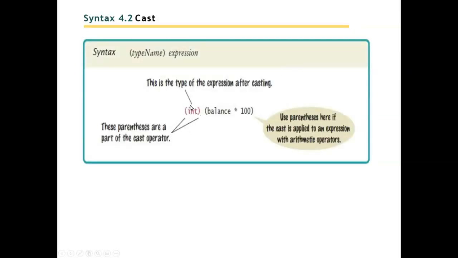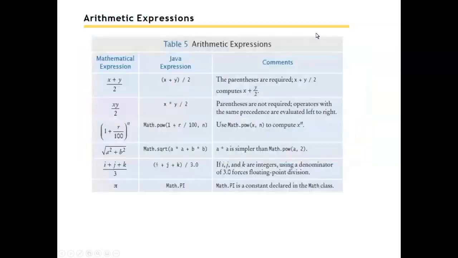So the cast is just the name of the type in front. You don't have to use any of the goofy C++ nomenclature for it. If you want to cast an entire expression, make sure to put it in parentheses. So here's some more examples. Here the parentheses are required because you want to group x plus y. You'll see here, for example, instead of using Math.pow for a squared, well, a times a is simpler, so you might want to use that instead. There you go.